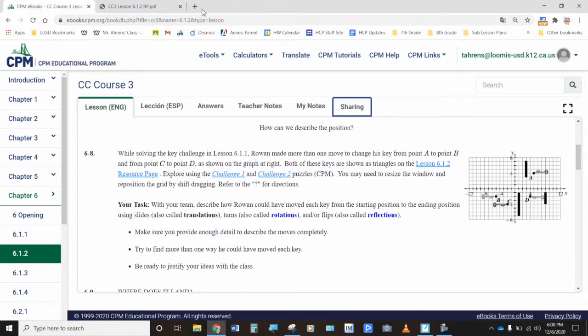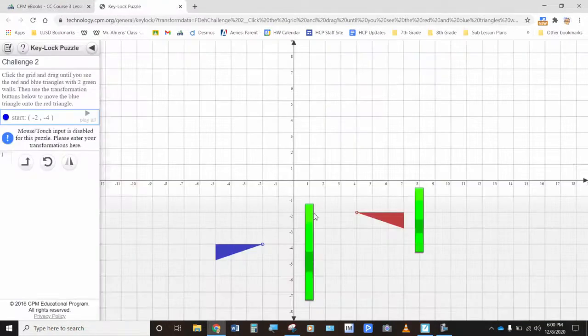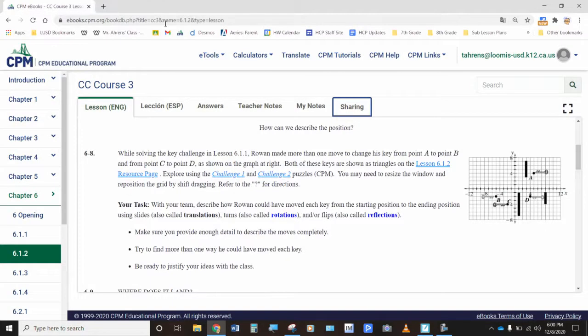And challenge 2 is this one right here. Okay, so you can use this and use the tools to get from here to here. And what you want to try and do is do it 2 different ways and record the steps that you do, just like we did in yesterday's activity.